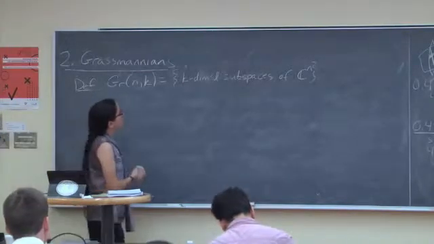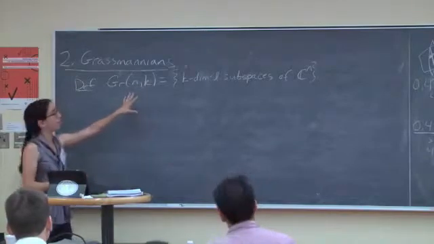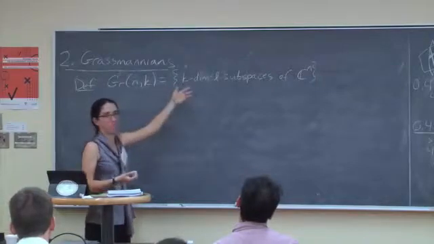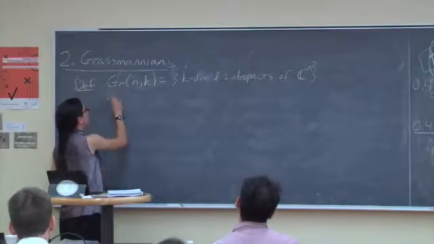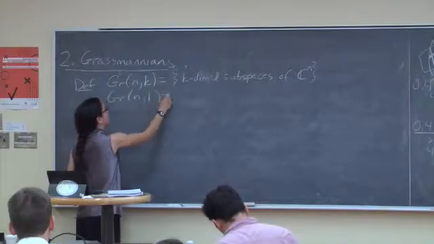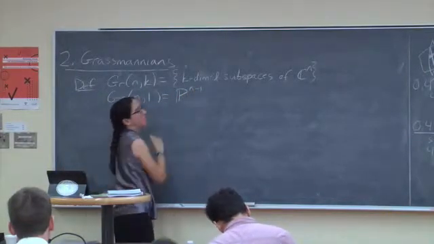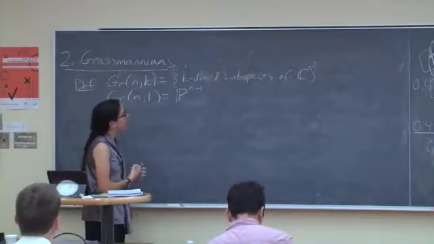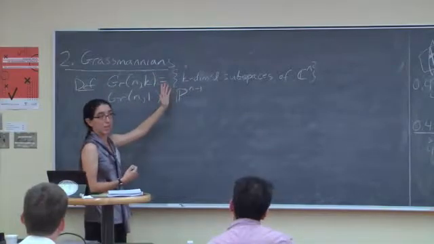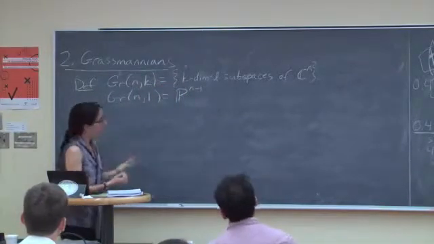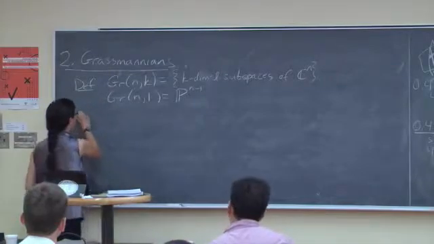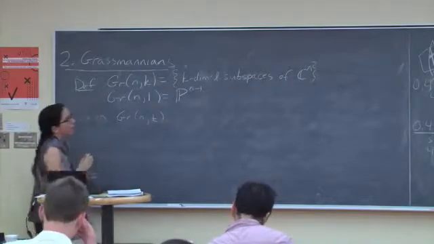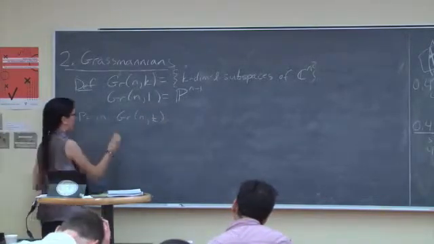This is very similar to how we defined projective space at first. We defined it to be the set of 1-dimensional subspaces of some other space. So in fact, Gr(n,1) is P to the n minus 1, because we had that other notation. So how do we think of the Grassmannian? Well, we want to put a topology on it like we did for the projective spaces. We want to think of it as a quotient space. So a point in the Grassmannian can be represented as the row span of a k by n matrix.